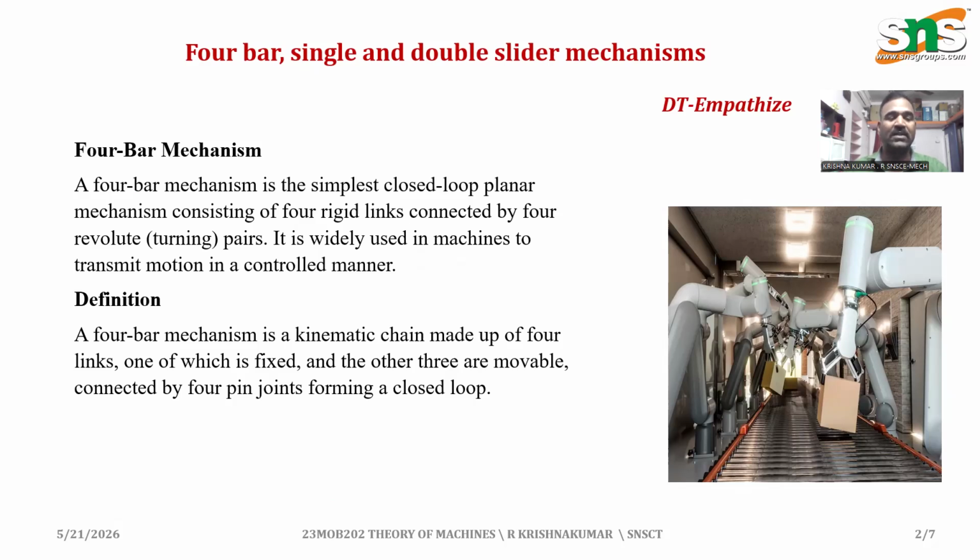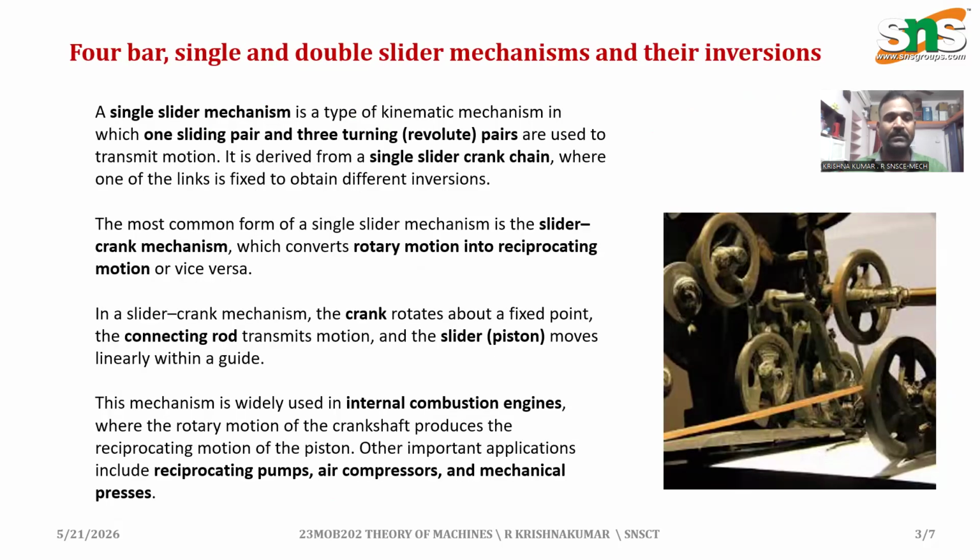The condition governing the type of 4-bar mechanism is given by Grashof's law. According to this law, for at least one link to make a complete rotation, the sum of the shortest and the longest link must be less than or equal to the sum of the other two links. The principle plays a significant role in designing linkages for desired motion characteristics.